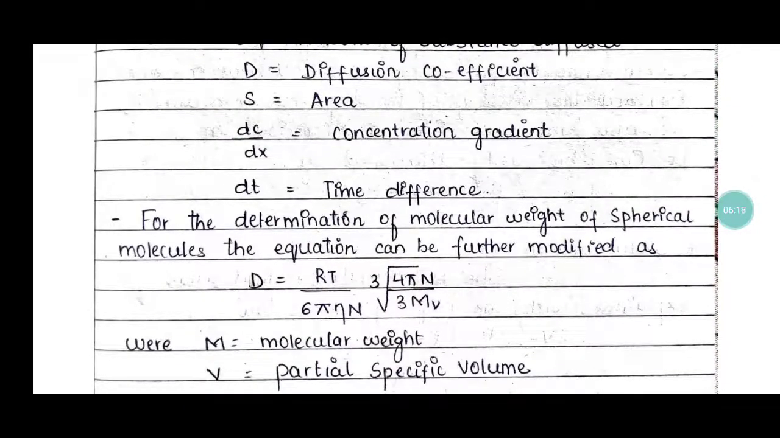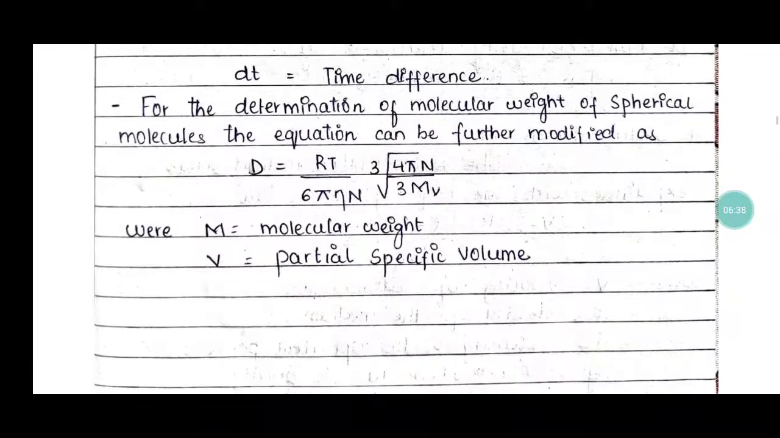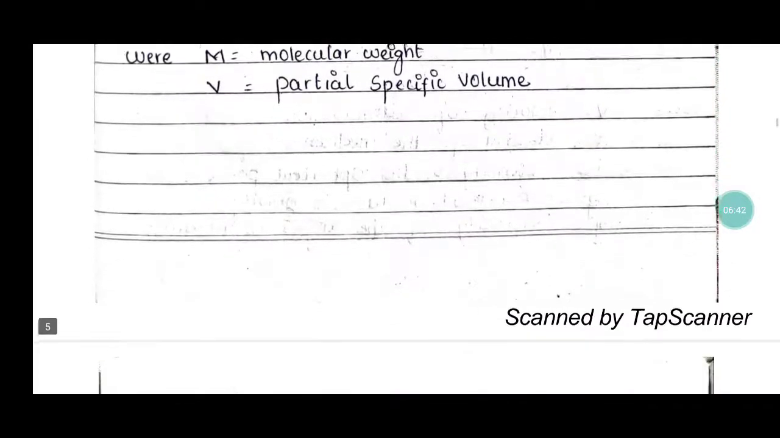For the determination of the molecular weight of spherical molecules, the equation can be further modified as D = RT / 6πηN, where the cube root of 4πN divided by 3Mv, where M is the molecular weight and v is the partial specific volume.